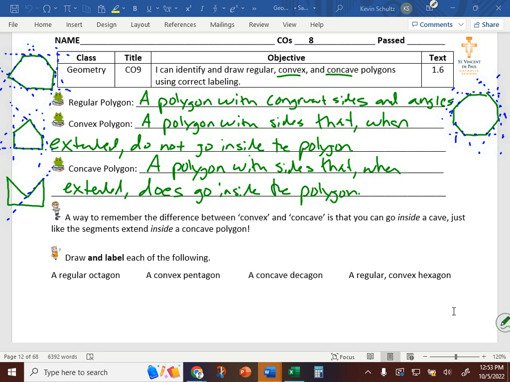If any of those sides pass through the polygon, like we see here, I don't need to test anymore, because I found one that does. That's going to be a concave polygon.